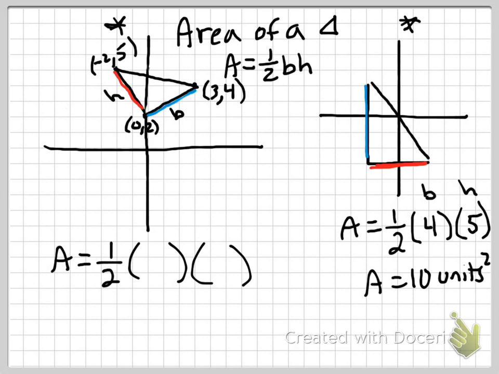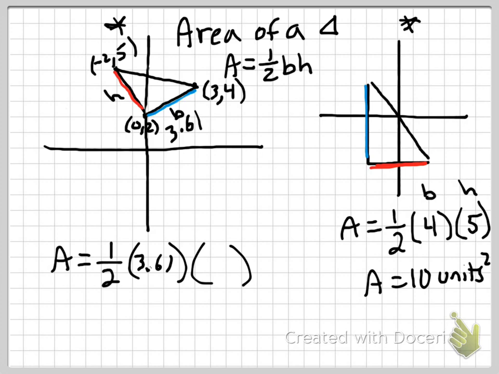So I'm going to find the bottom one first. So this point is the square root, parentheses, we want to subtract our x's, so 0 minus 3 squared, plus, now subtract my y's, so 2 minus 4 squared. That gives me 3.61. Okay, so that's my base, 3.61.